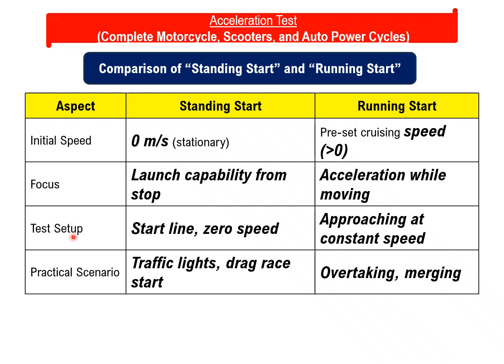In case of standing start, initial speed is 0. In case of running start, the motor vehicle is approaching at a constant speed. In case of standing start, the practical scenario is traffic lights, drag race start. And in case of running start, it is overtaking and merging into the traffic.